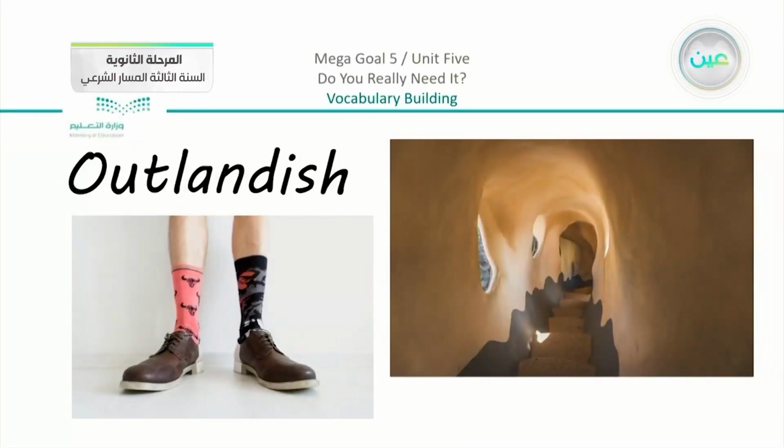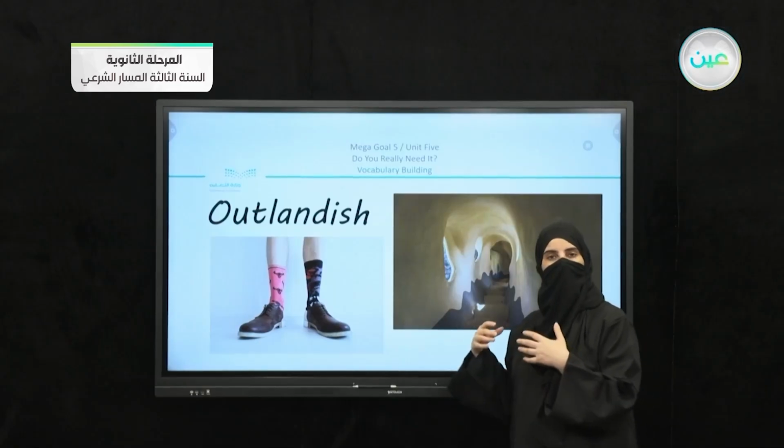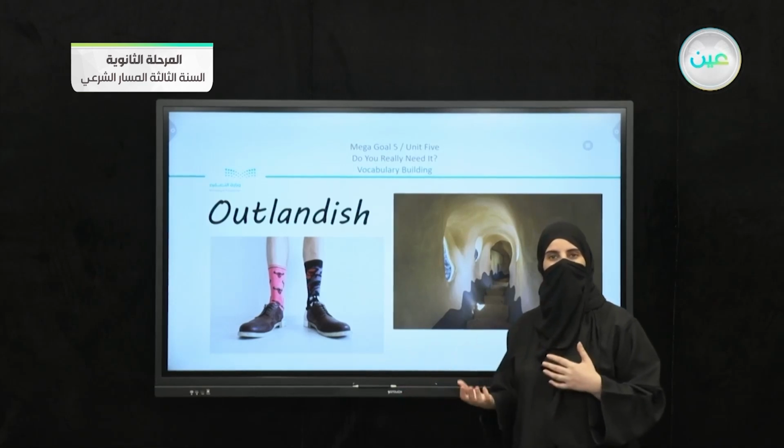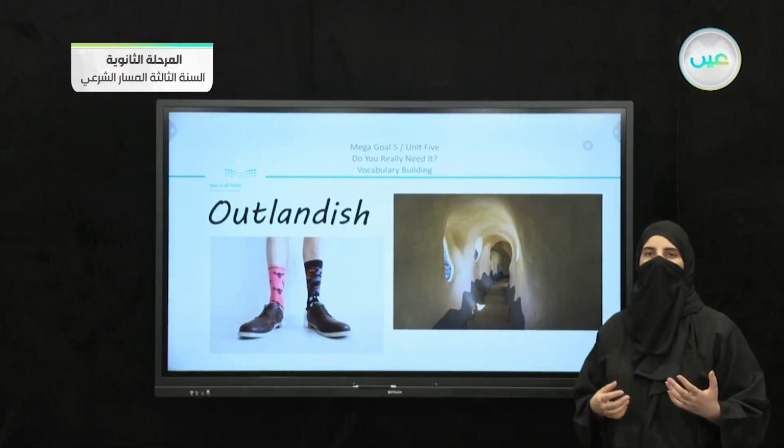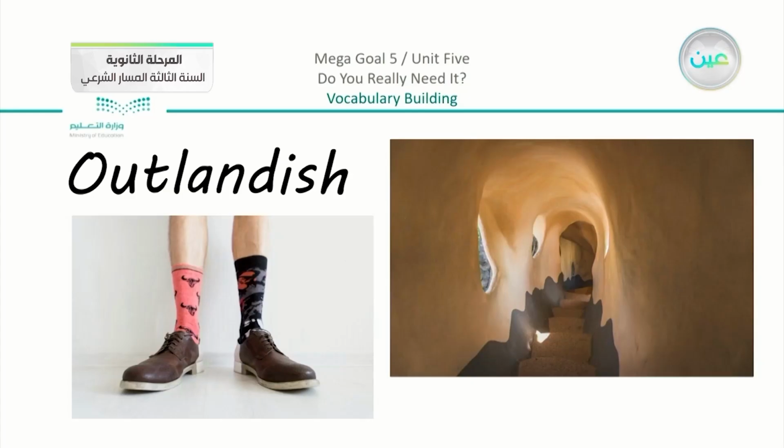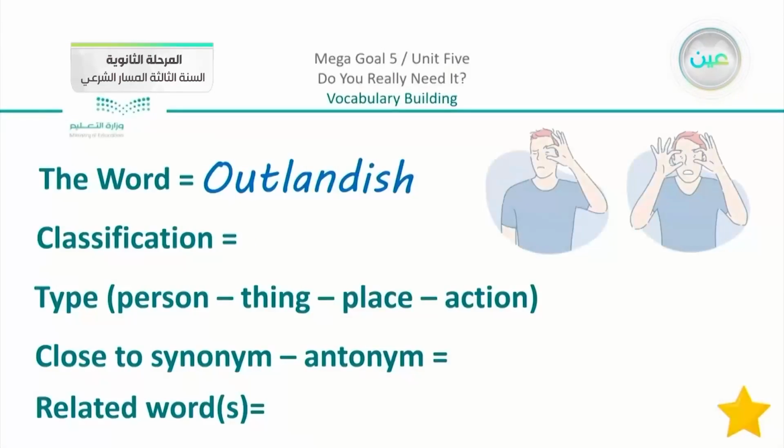You can see from the picture, if you saw someone in the streets moving on and wearing these strange shoes and the different socks, now this person looks quite outlandish. Also, if I tell you that this is the entrance of my house, this is an outlandish entrance. So what is the meaning of outlandish? We have here the word outlandish. Here I described the person, or I described the entrance, which makes it an adjective.